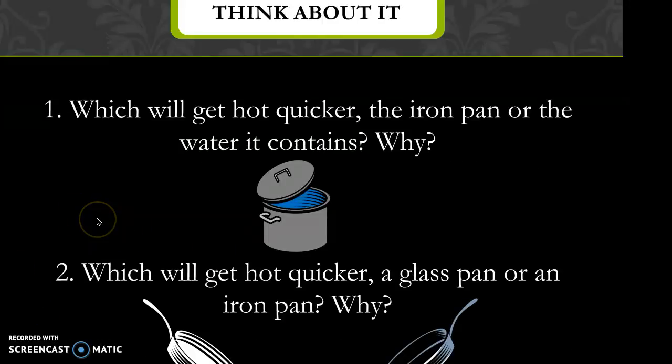So, for an example, this is what I want you to ask yourself. Which will get hotter the fastest, the iron pan or the water that's in it? Okay, take a few seconds to think about that. Also think about which will get hotter faster as well, a glass pan or an iron pan. It's all going to be dependent upon that heat capacity that we just talked about.